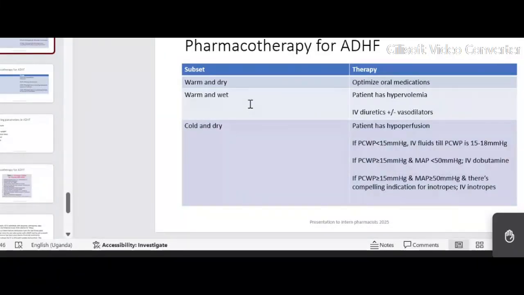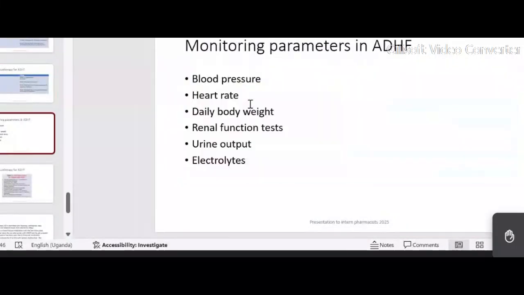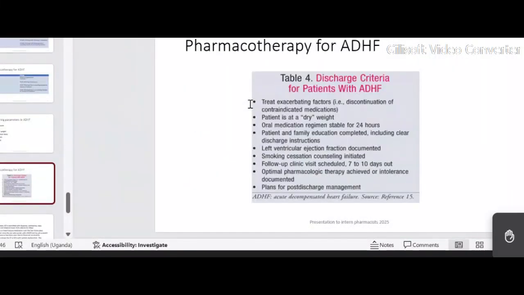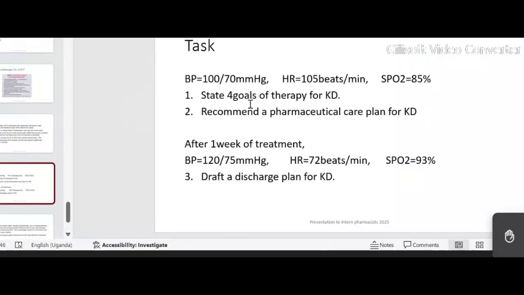What do you monitor for? Blood pressure. Because ISDN will reduce blood pressure of your patient. It will relieve the symptoms of difficulty in breathing and crackles and all that, but it will reduce your blood pressure. Okay? So those are the two drugs that are expected.